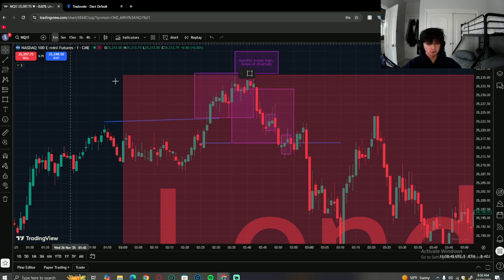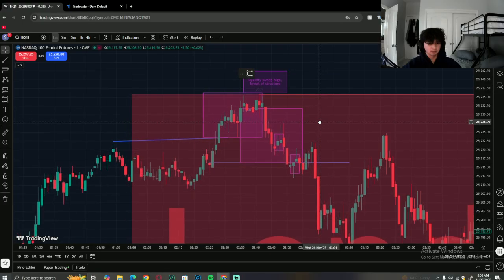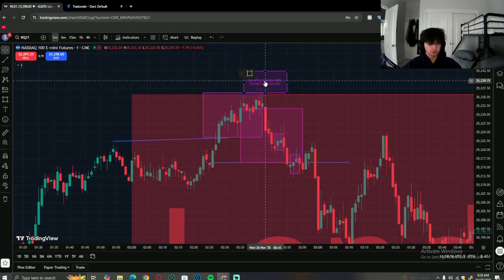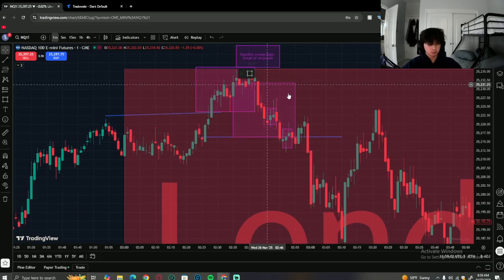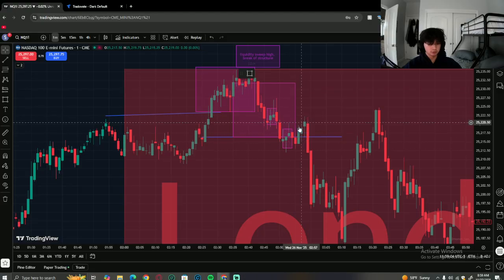I usually enter on the 1-minute time frame. I don't usually wait till the 5-minute where it's completely blown out already. If I see a clear confluence where there's a liquidity sweep or a break of structure, and the second I see this first retest and it's failed, that's where I'll probably enter, right about here.